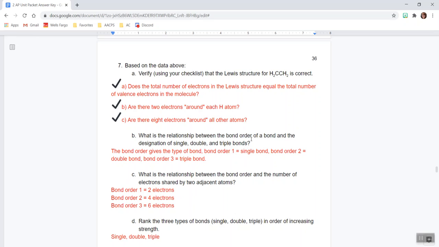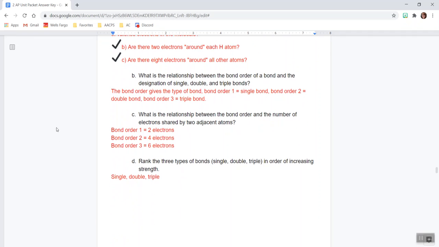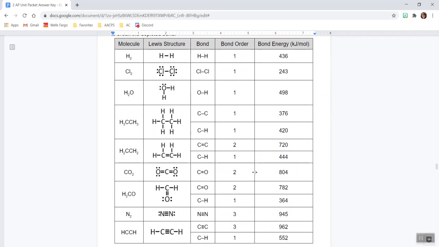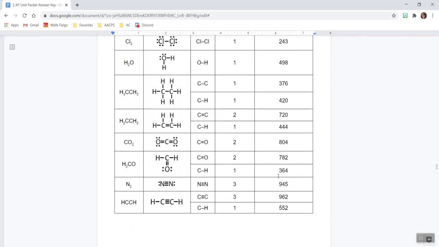So what is the relationship between the bond order and single, double, or triple bond? The bond order tells you the type of bond. Bond order 1 is a single bond, bond order 2 is a double bond, and bond order 3 is a triple bond. And that has 2, 4, and 6 electrons involved respectively. Looking at the data in the table, we see that single bonds are the weakest, and triple bonds are the strongest. If we look at nitrogen or this triple bond here between these 2 carbons, it is much higher than what we have in our single carbon-to-carbon bond.